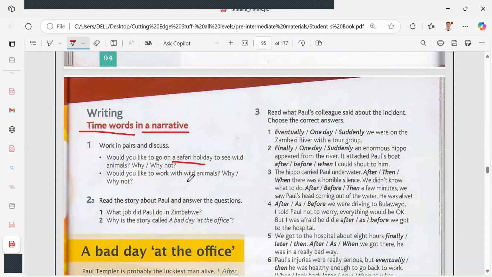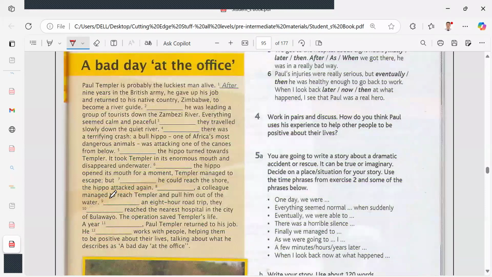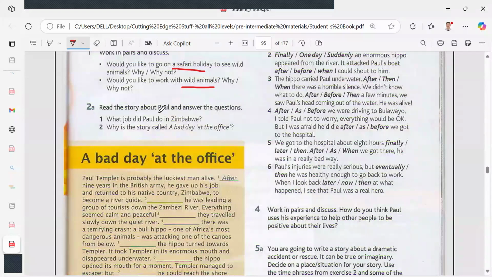Would you like to work with wild animals like tigers, lions? No, no. Yeah, of course, they are dangerous. You mean at risk. Highly risky. Right.